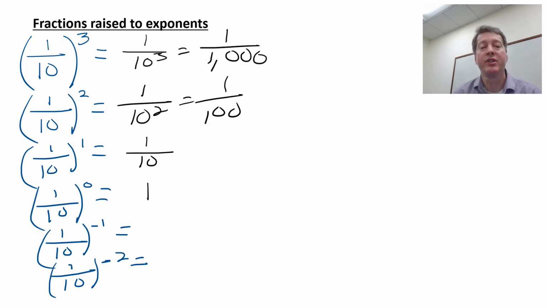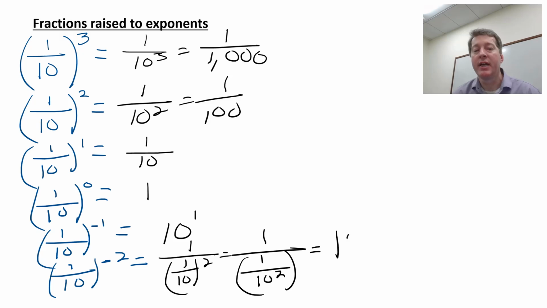But then 1/10 to the negative 1, you flip it over. So the rule is, if you raise a fraction to a negative exponent, instead of 1 over 10, I'm going to have 10. And instead of negative 1, I'm going to have 1. 1/10 to the negative 2, 1 over 1/10 to the positive 2. That is 10 squared.